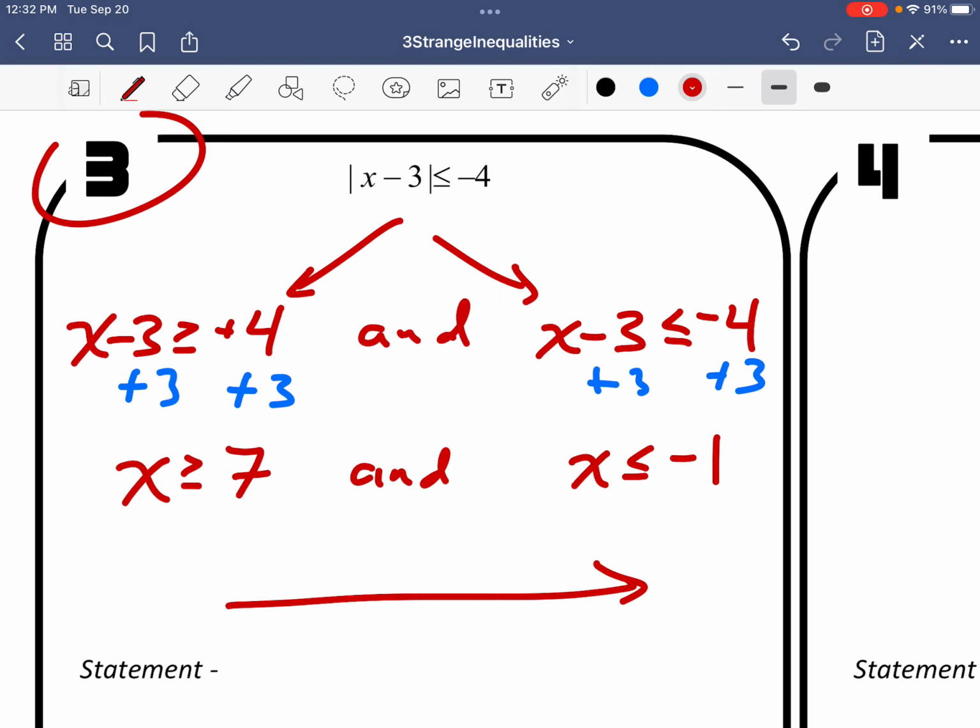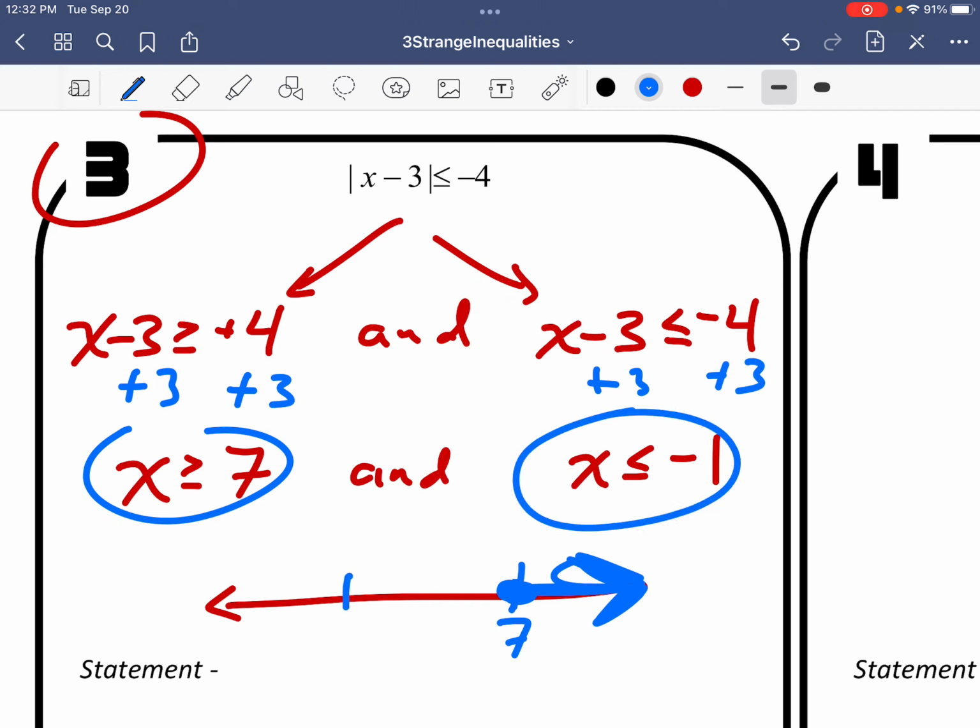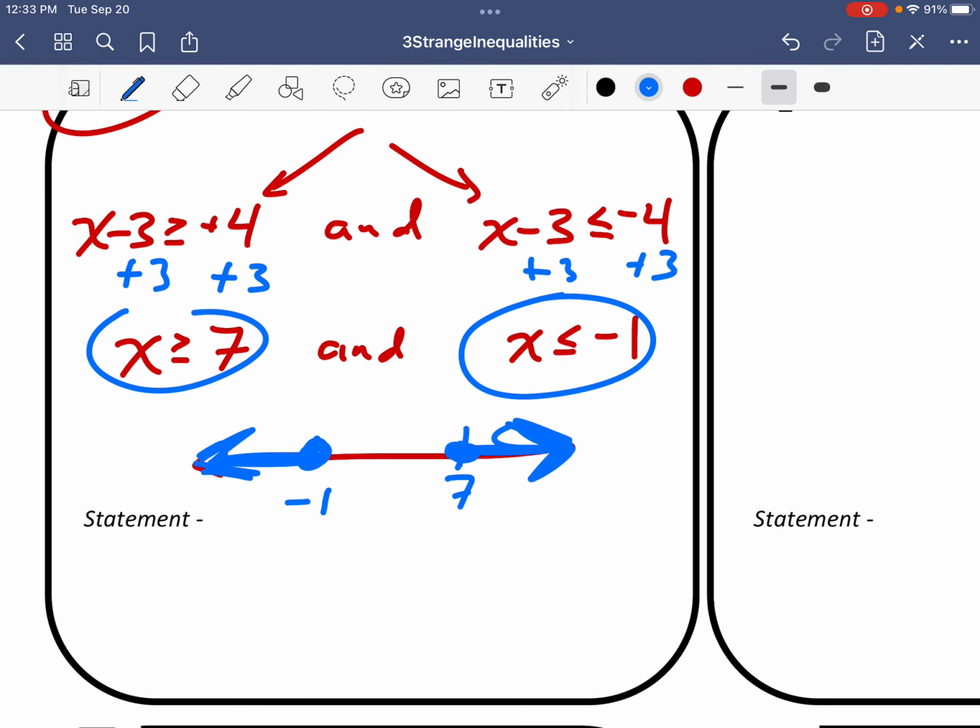but here lies the problem. When you go to graph your solution greater than 7, we all know that greater goes this way. When you go to graph less than negative 1, less than goes this way. So what's the problem? What's the strange piece here? Well, it's this word and, right? Remember, and means that it's supposed to be the intersection. It's supposed to be the common region.